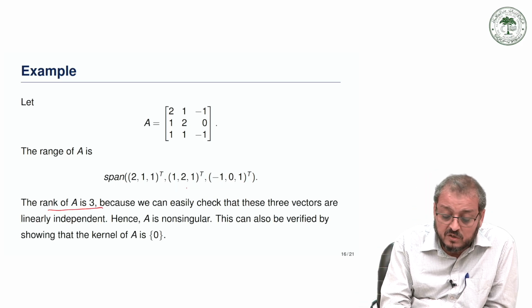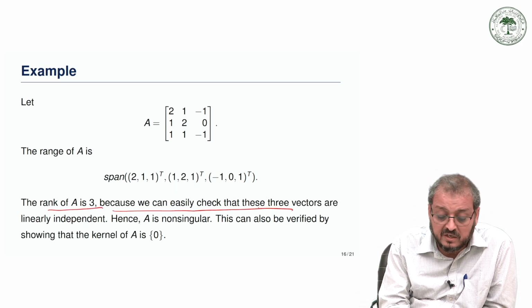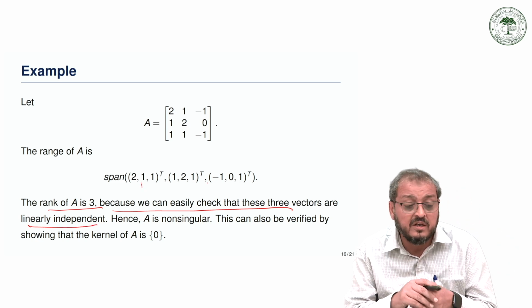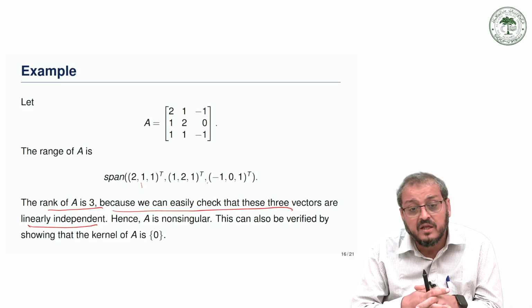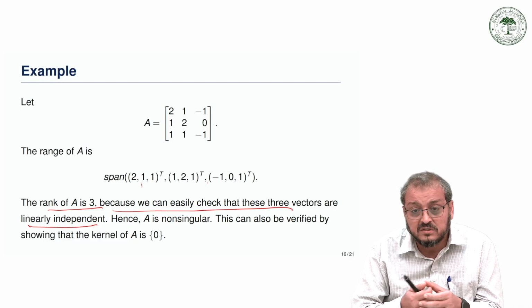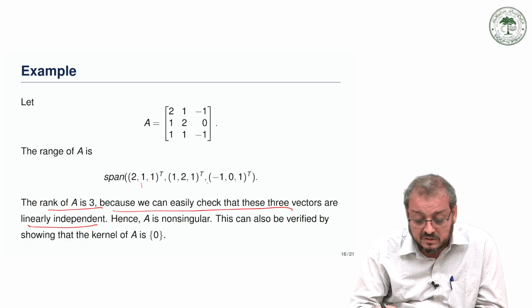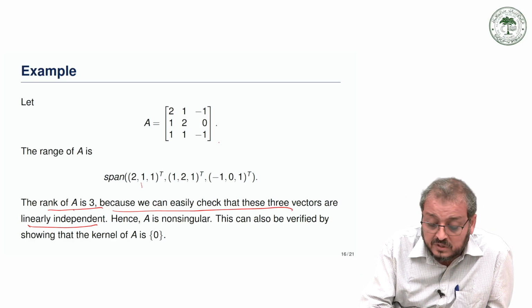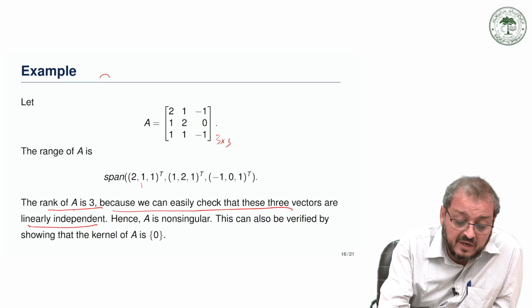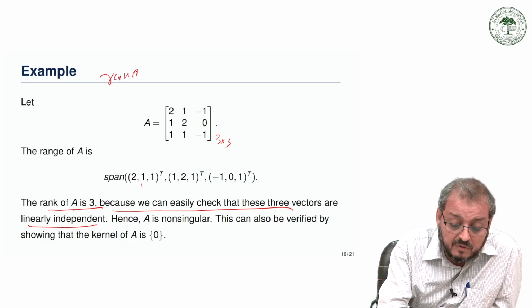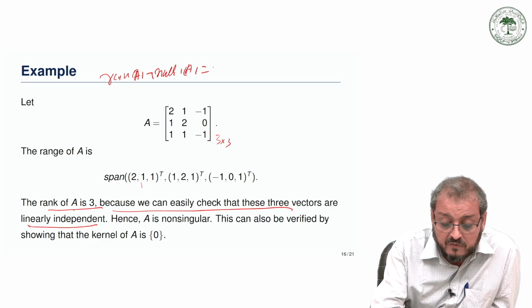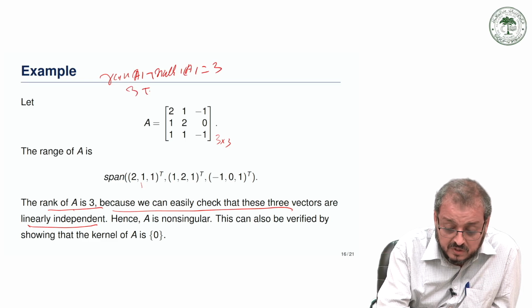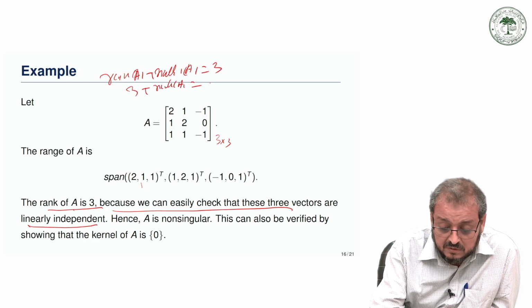So, rank of A is equal to 3, because these 3 vectors are linearly independent, because none of them can be written as a linear combination of the other 2 vectors. So this means clearly the rank is equal to 3, and because this is a 3 by 3 matrix, by the rank nullity theorem, rank of A plus nullity of A is equal to 3. So, rank of A is equal to 3 plus nullity of A is equal to 3.